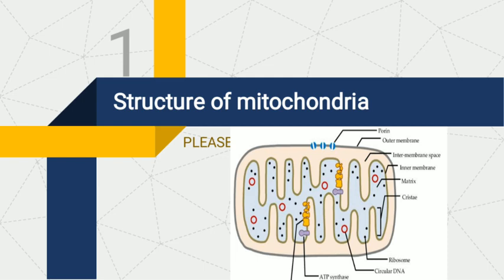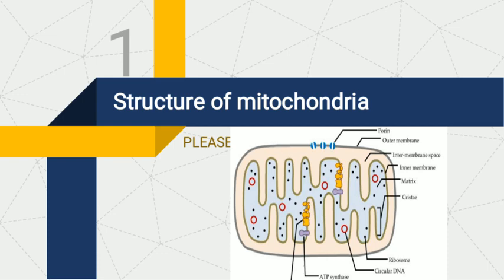You can see the circular red stuff, and this is the circular DNA. Remember that mitochondria is a semi-autonomous organelle, and therefore it has its own DNA. You can see ribosomes, the black spots, and the fluid inside, the semi-rigid material, it is the matrix.